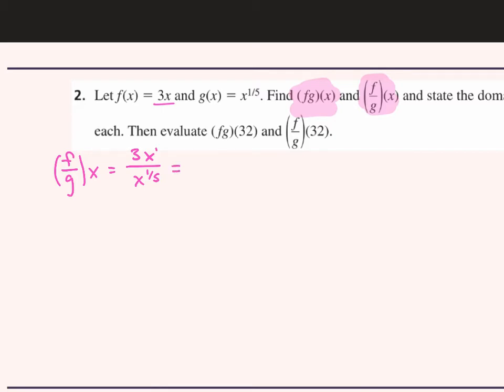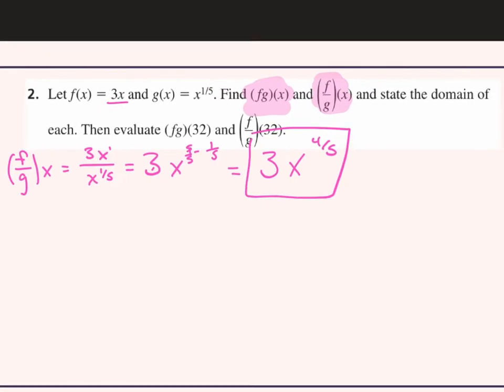So if we're dividing, how do we combine these together? Subtract. So we have 3 times x to the power of 1 minus 1 over 5. We change our 1 to 5 over 5. So this becomes 3 times x. What's our exponent on x? 4/5. So this is our new function. Now let's find our domain.